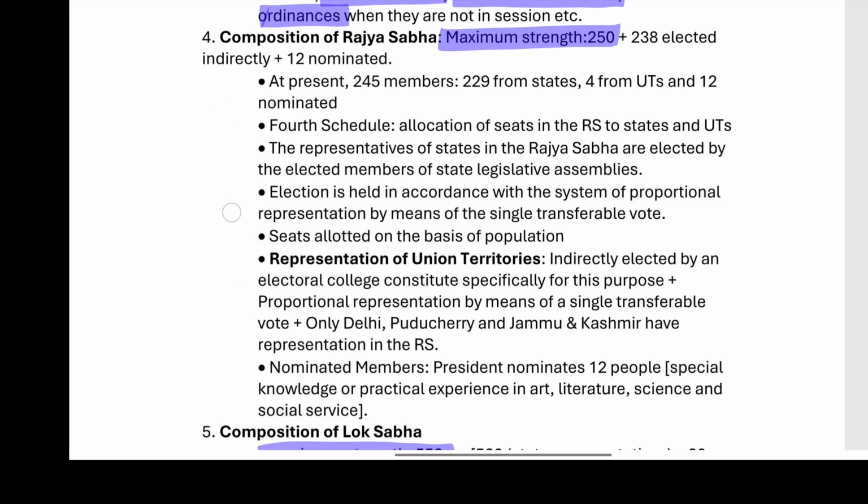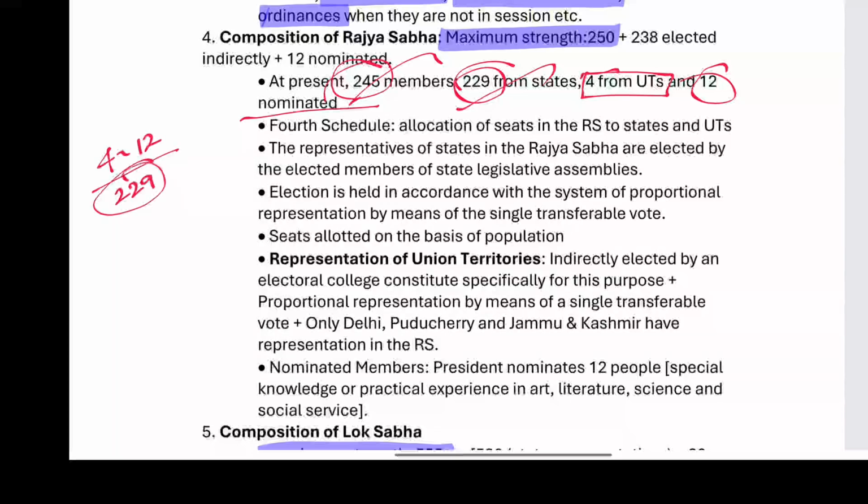We need to know the maximum strength. But just 5 members are not present, right? That is, it is 245. We have 4 from the Union Territories and 12 are nominated. Remaining, you can subtract and you can get 229. 4 are Union Territories, right, and then the 12.